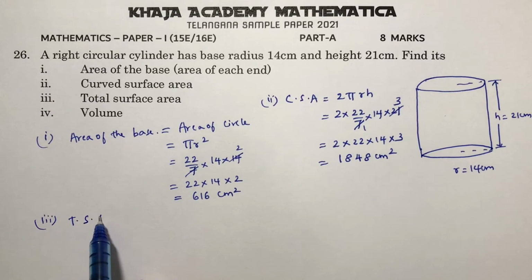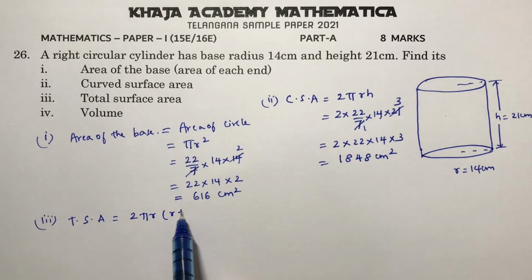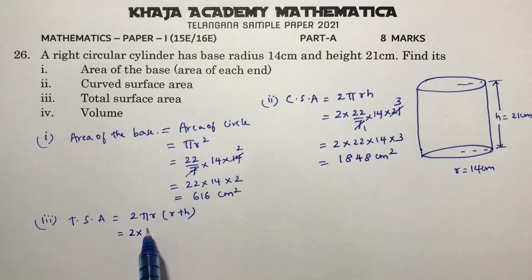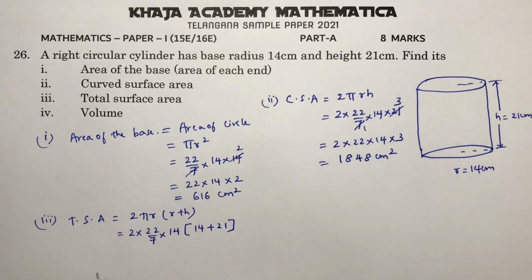Total surface area of a cylinder. The formula is 2πr(r + h). 2 into 22 by 7. Radius is 14, so 14 plus 21. Here if you cancel, 7 times 1, 7 times 2. So 2 into 22 into 2. 14 plus 21 is 35. So if you multiply 2 into 22 into 2 into 35, you will get 3080 centimeter square.